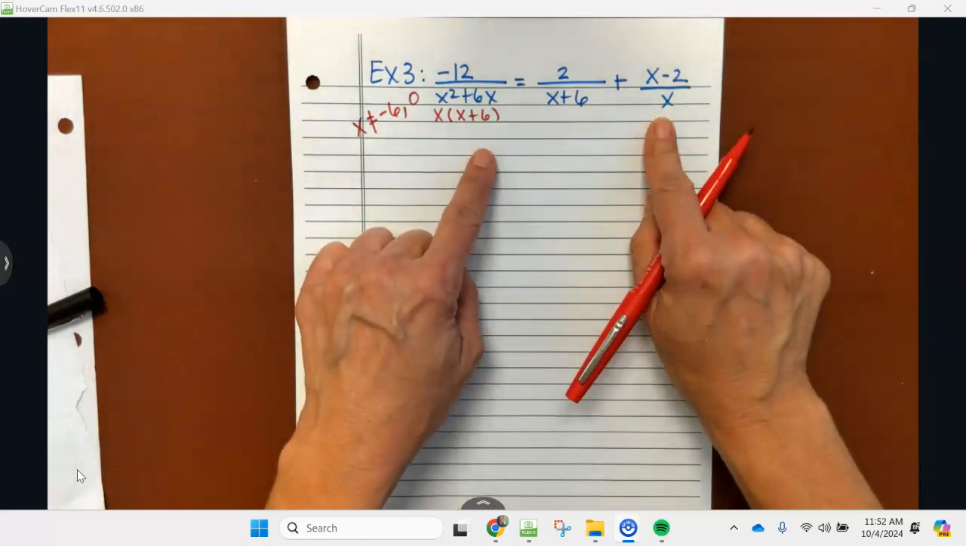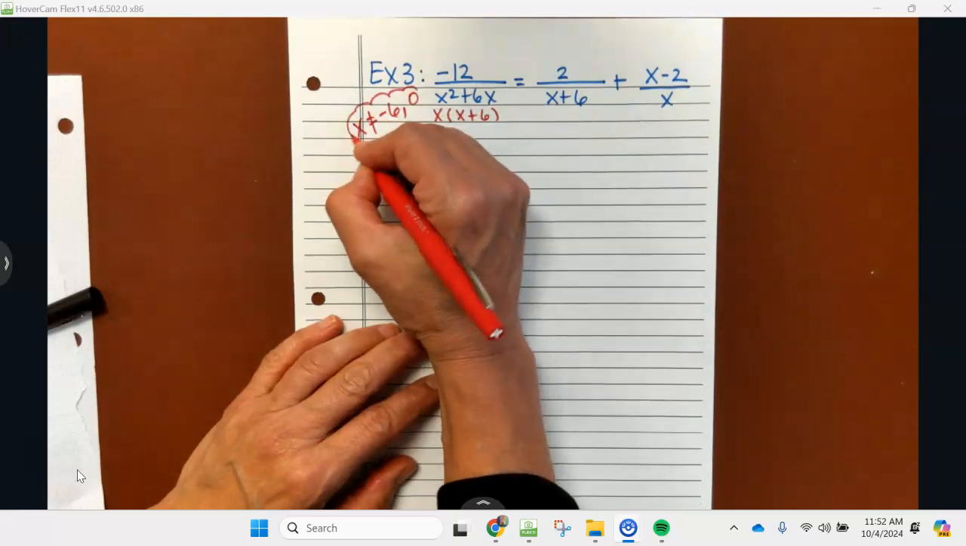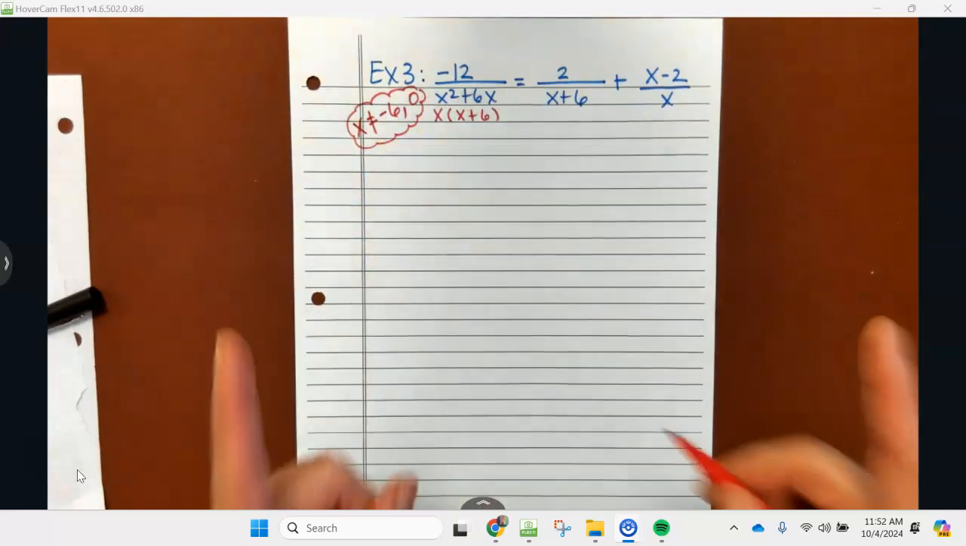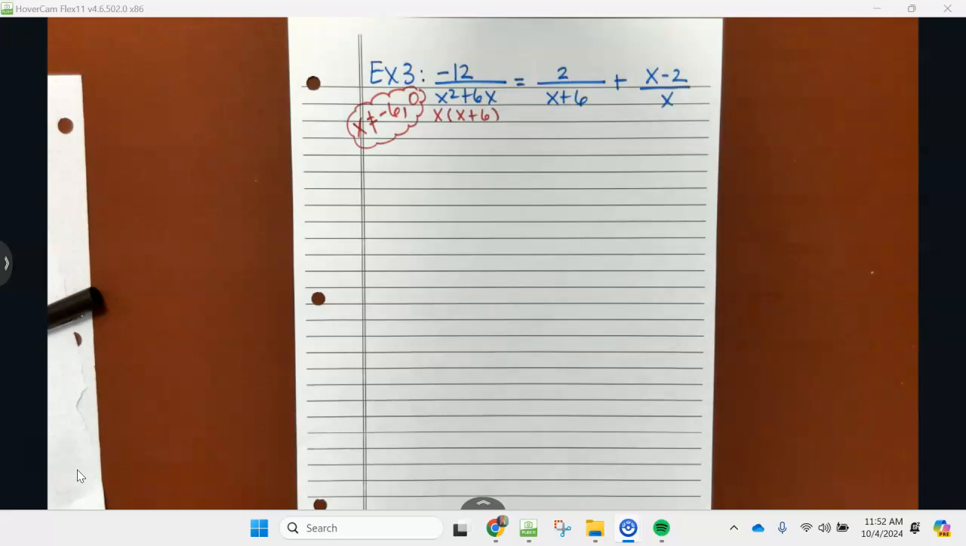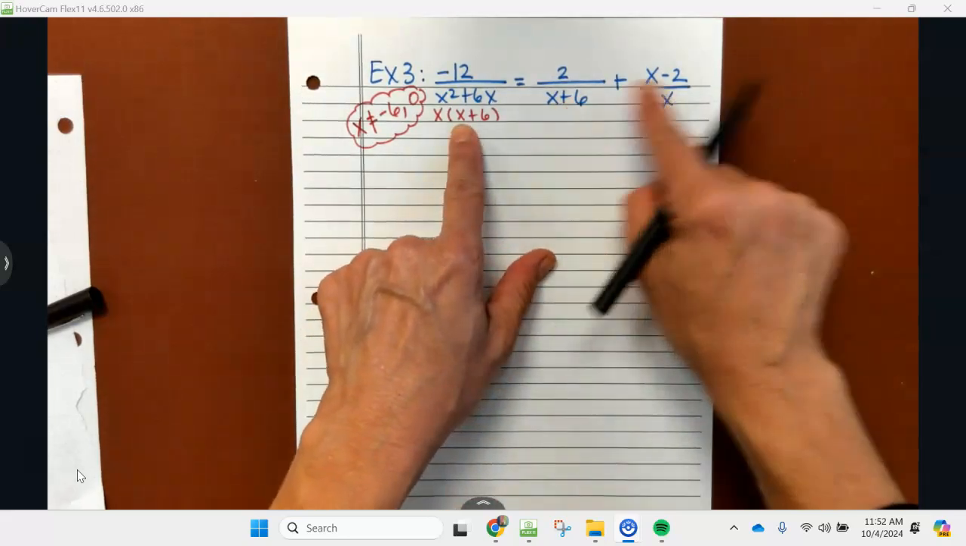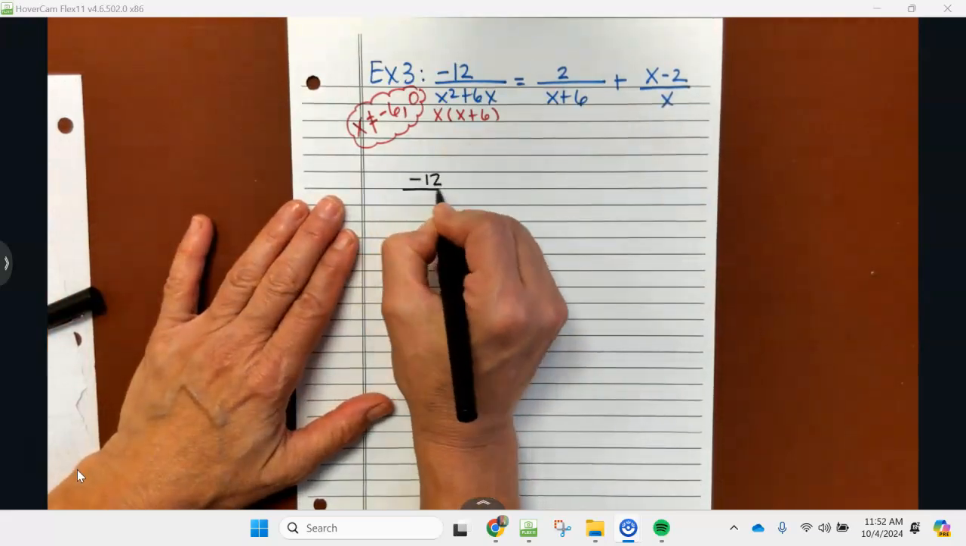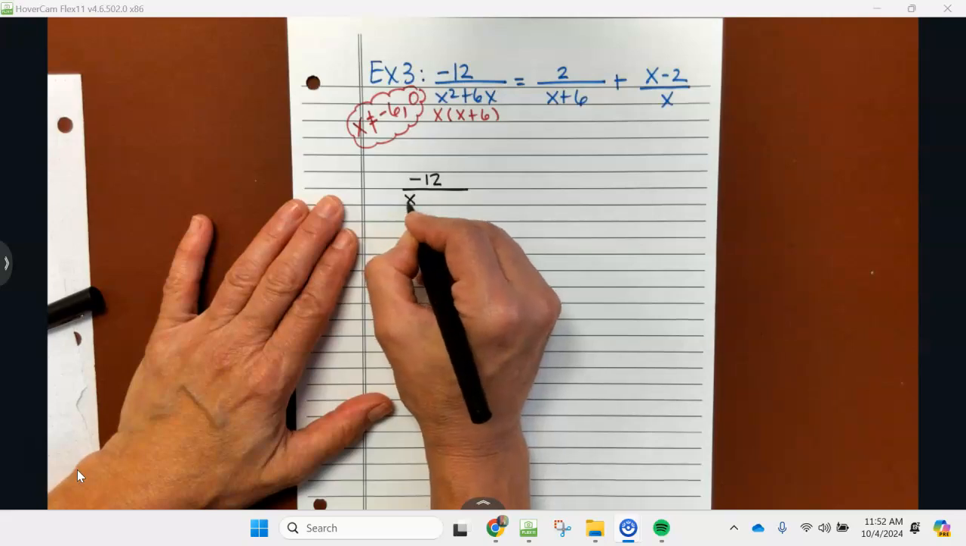And that's exactly what those are, so we don't need to adjust this, but I am going to make sure I put something around it so I don't lose it later. All right, LCD time, least common denominator. That is the least common denominator because that's both of these. So we're going to multiply everything by x times x plus 6.